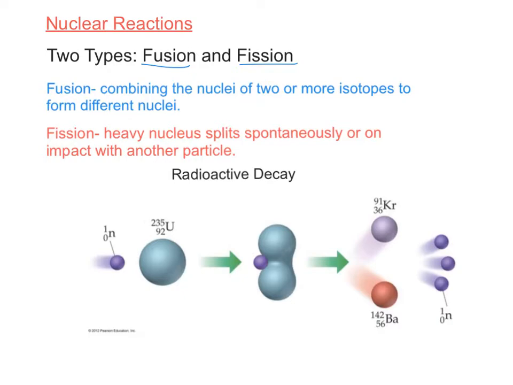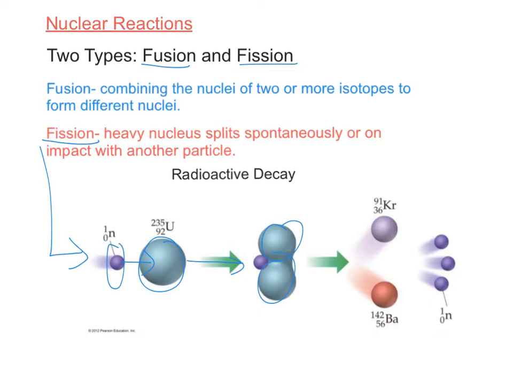Man has tried to duplicate this, but has not been very successful in doing so. But fission, however, is our ballpark here on Earth. This is when we have a heavy nucleus and it splits spontaneously or on impact with another particle. And I have a picture down here representing how we do this on Earth. We take some kind of particle, we fire it at a different particle, a nucleus here that is particularly unstable, and when we do so, that nucleus splits.